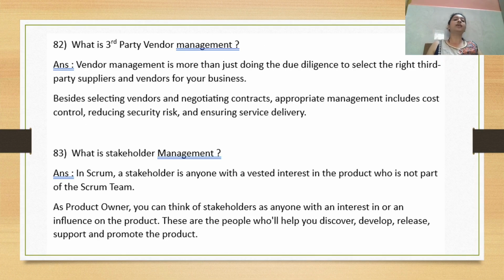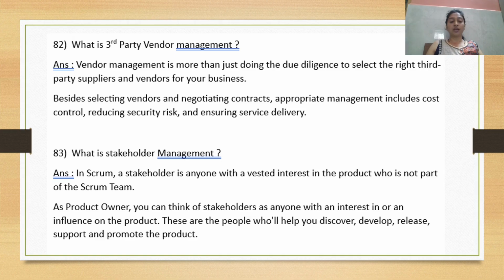Yeah. Then the next question is related to third party vendor management and stakeholder management. You have to know about this theoretically, because these are the roles and responsibilities basically of the delivery manager, the project manager, or the scrum master. Vendor management is more than just doing due diligence to select the right third party suppliers and vendors for your business. Besides selecting vendors and negotiating contracts, appropriate management includes cost control, reducing security risk, and ensuring service delivery. This responsibility is from the delivery manager.